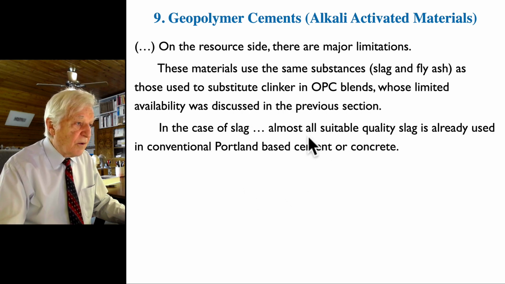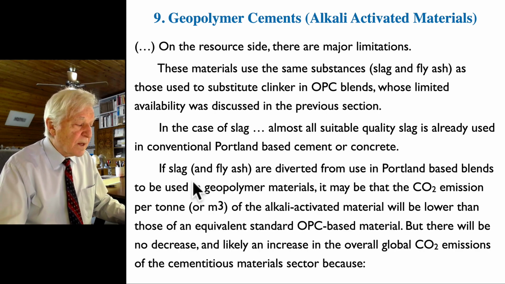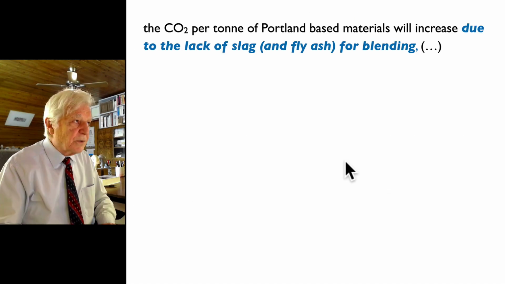In the case of slag, almost all suitable quality slag is already used in conventional Portland-based cement or concrete, so there is no quality slag available for geopolymer cement. If slag and fly ash are diverted from use in Portland cement-based blends to be used in geopolymer materials, it may be that the CO2 emission per ton of the alkali activated material will be lower, but the CO2 per ton of Portland-based materials will increase due to the lack of slag and fly ash for blending.